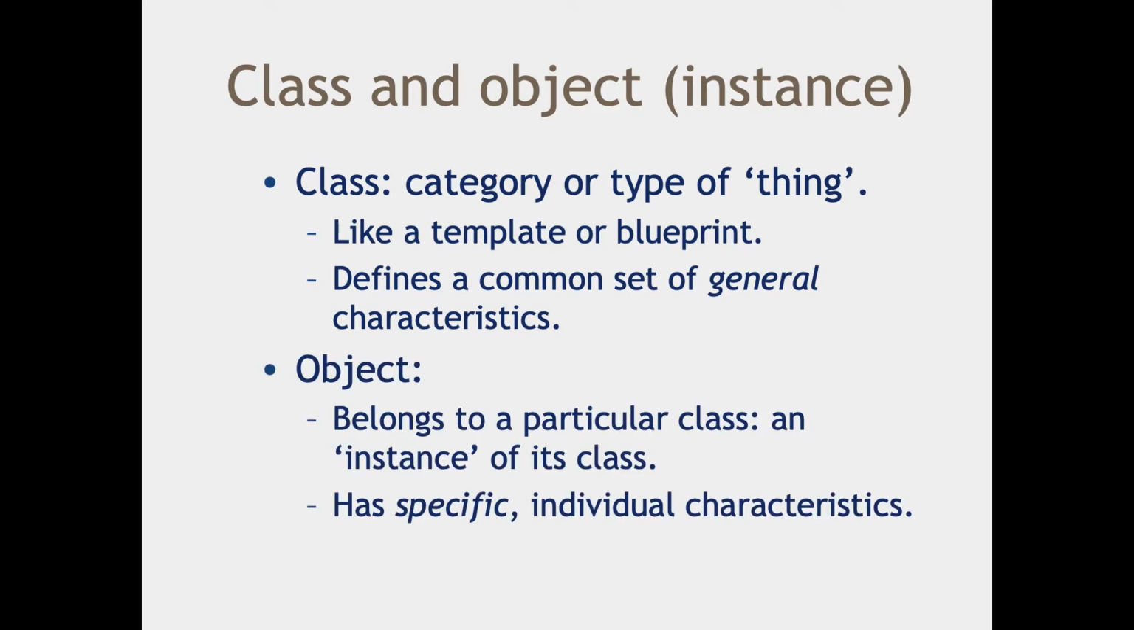In contrast, an object is something that has a concrete form, it has specific individual characteristics, but an object belongs to a particular class. And what we say is that an object is an instance of its class. So in this course, we're going to be writing Java source code that defines classes, and from those classes we're going to be creating instances. In other words, we're going to be creating objects of particular classes. So let's explore the idea of class a little bit further.